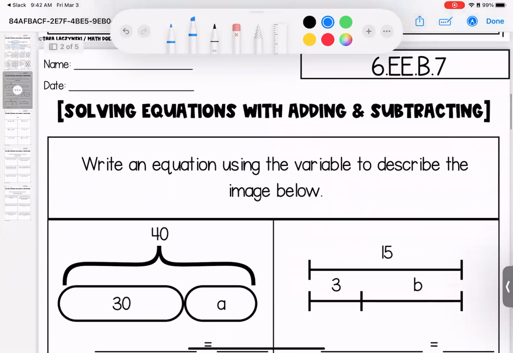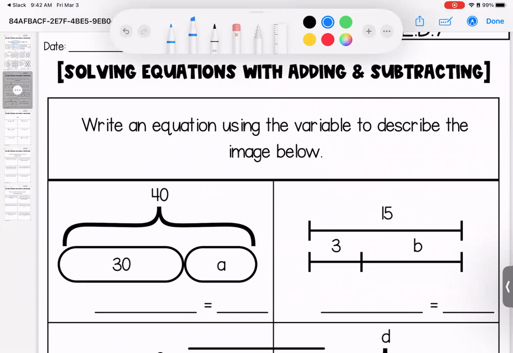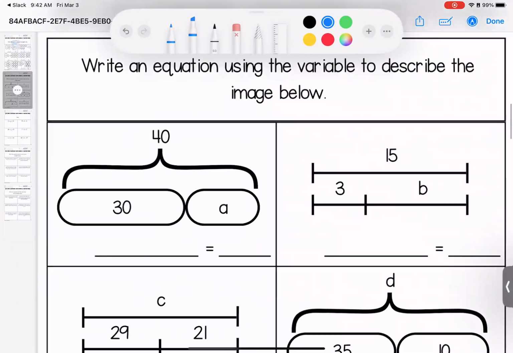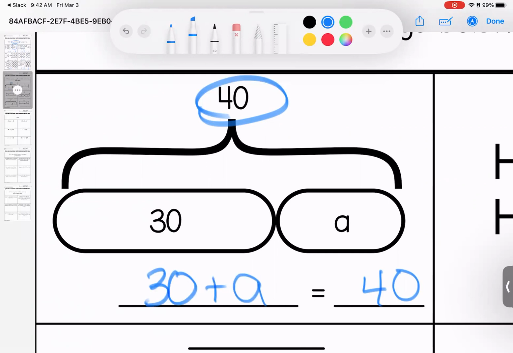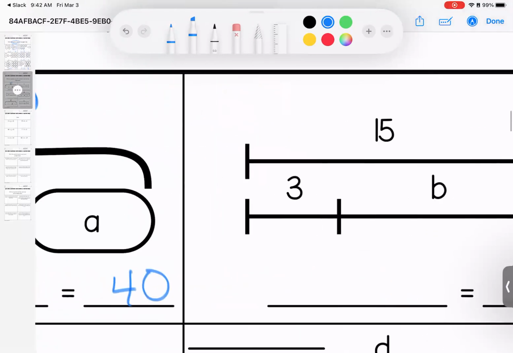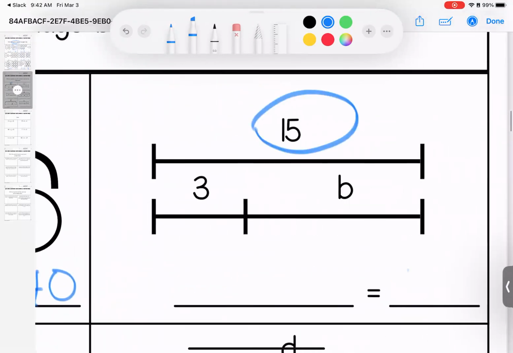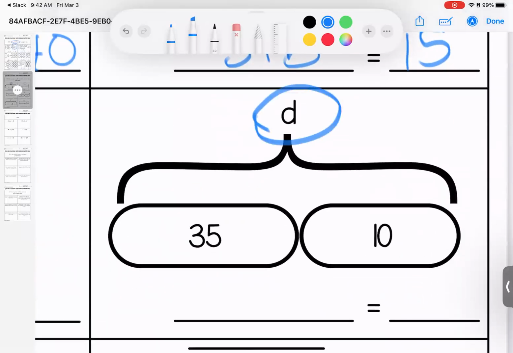All right, sweet faces, looking at our next page, we are writing an equation using the image below. In total, this is going to be 40. And what am I putting together to make 40? I'm putting together 30 and a. So 30 plus a equals 40. Over here, what do I have in total? I have 15. What am I putting together to make it? 3 plus b. I have d in total, and it's broken down into 35 and 10.